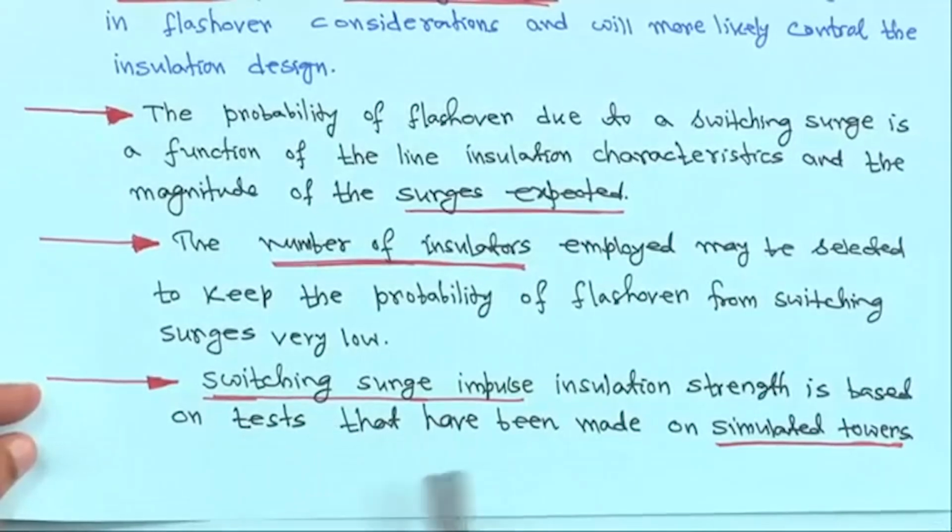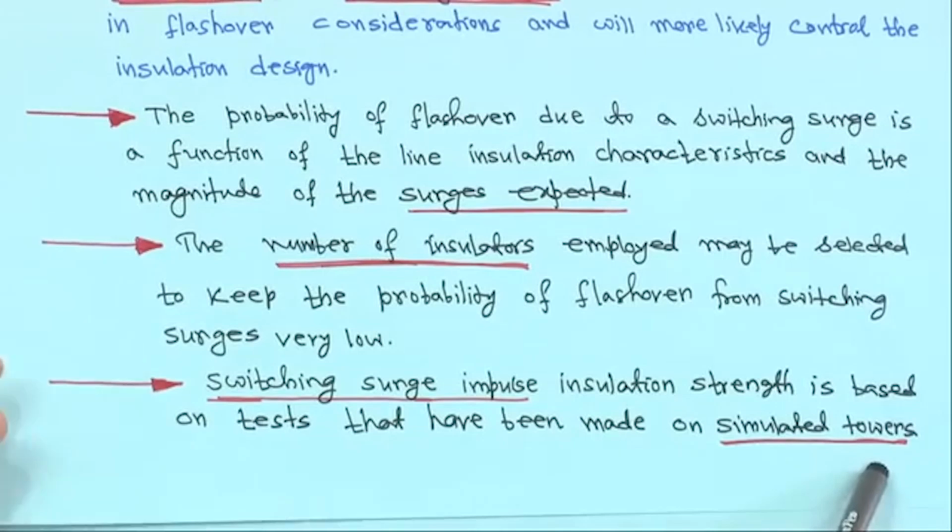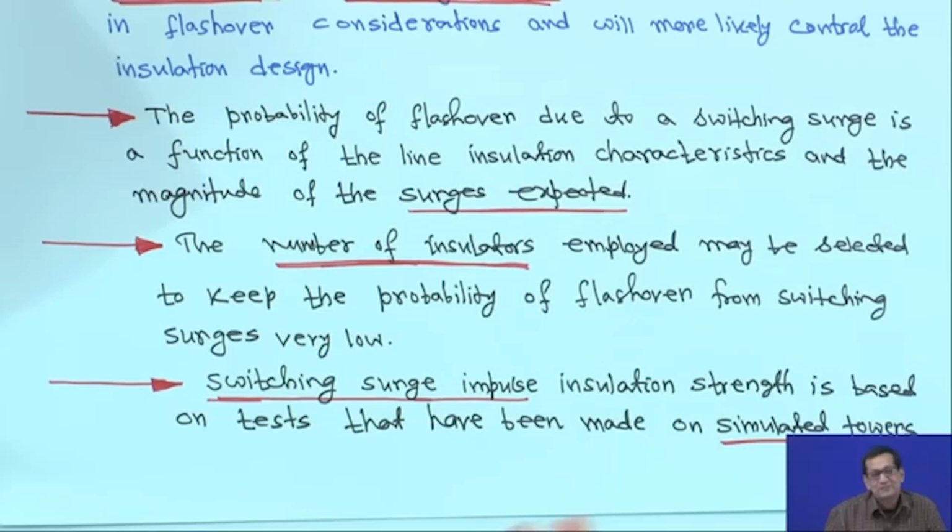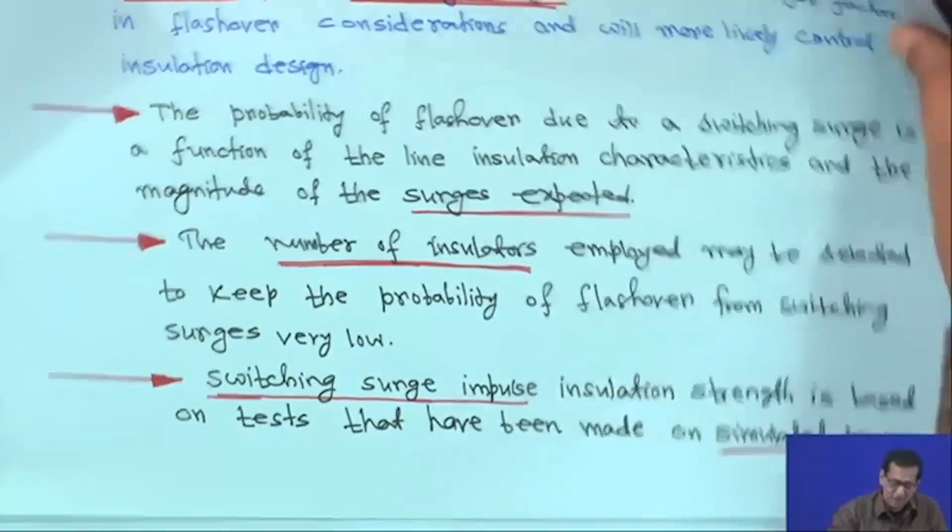Now, switching surge impulse insulation strength is based on tests that have been made on simulated towers. So, all sorts of tests you have to make, right. Before you put it into installation, you have to consider all sorts of factors, all sorts of testing. You cannot just manufacture it and put it in; after that you have to test whether it can sustain all those high voltage stresses.